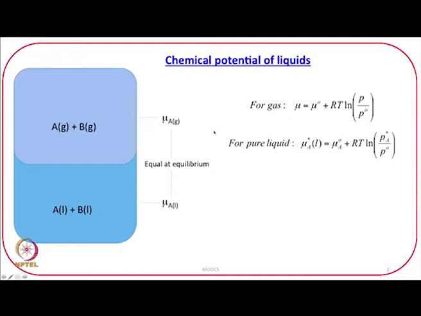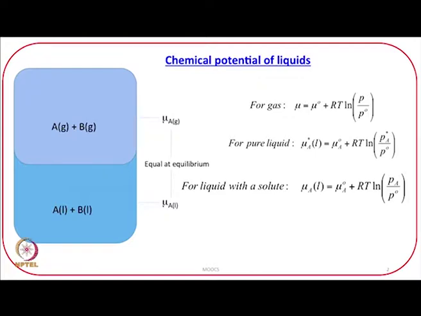Now, suppose I have something else in the solution. For example, now if I have a solute, let us say I have B along with it, then I will remove the star because it is no more a pure liquid. So, when I remove the star, instead of mu A star L, I will write mu A liquid, equal to mu A naught plus RT log Pa by P naught. I am again removing the star from here because the liquid is no more pure.